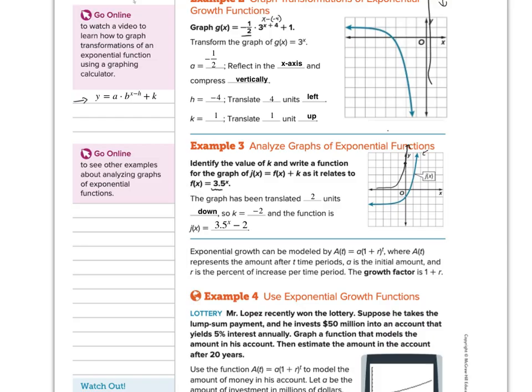And what happened? Well, it looks like my asymptote would have been 0, but now my asymptote is -2, right? We approach but never touch -2. So that tells me that we went down 1, 2. We translated down 2. We know then that we have -2. So it'd be 3.5 raised to the x power, minus 2, because k is equal to -2 because we translated down. So the graph has been translated 2 units down, so k is -2.